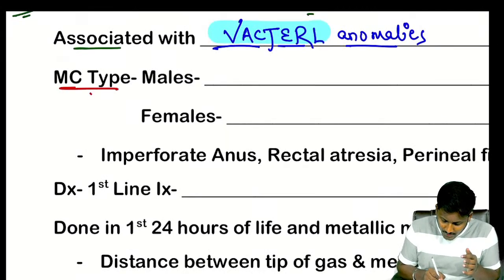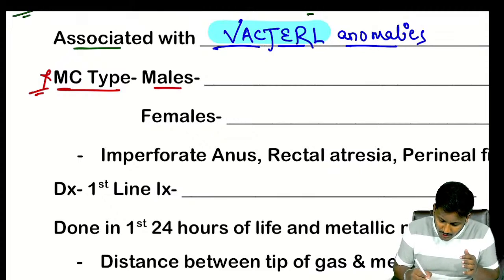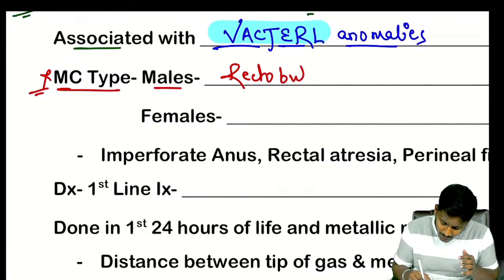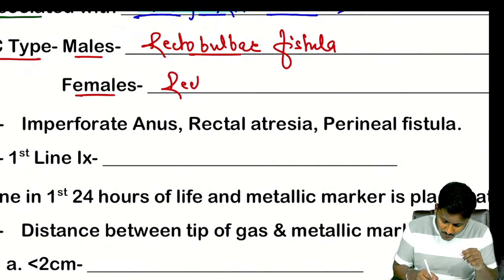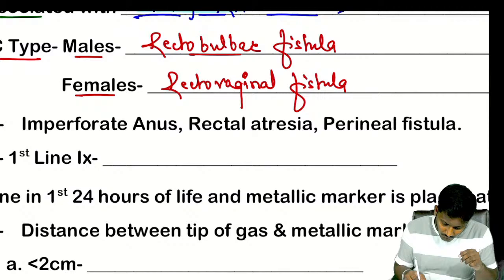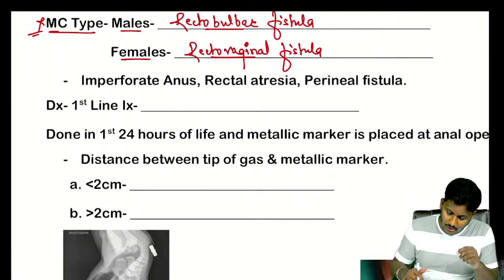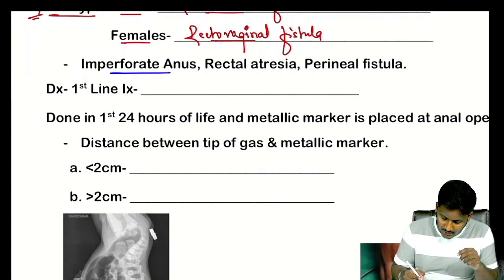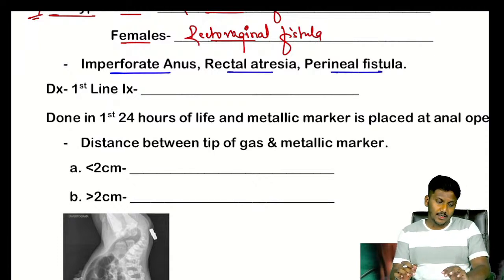Remember, beta, if they ask you the most common type, you tend to mark imperforate anus, but that is not correct. Please remember, beta, the most common type of anorectal malformation in males has to be the recto-bulbar fistula, whereas in females, beta, it is the recto-vaginal fistula. No issues with this. Apart from that, the other defects could be that the patient may have an imperforate anus, rectal atresia, or perineal fistulas. Multiple other ARMs can be there.